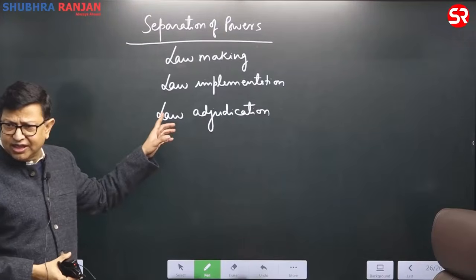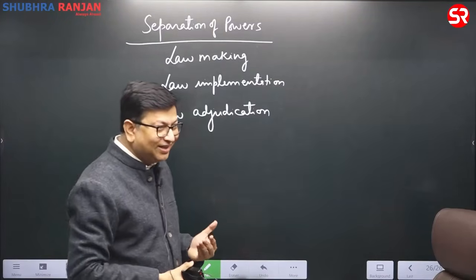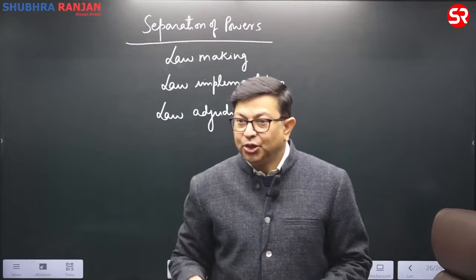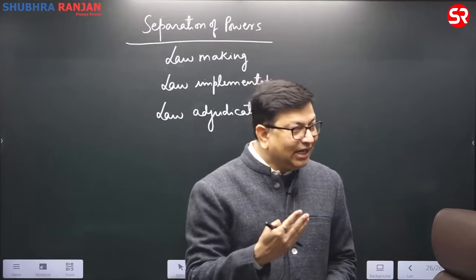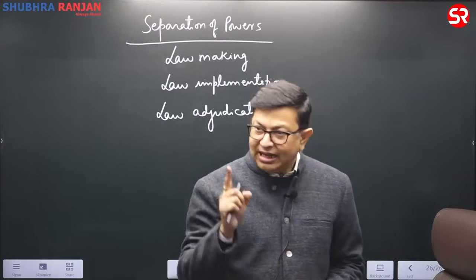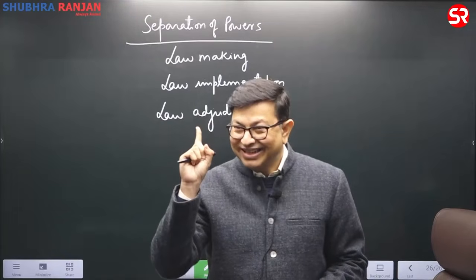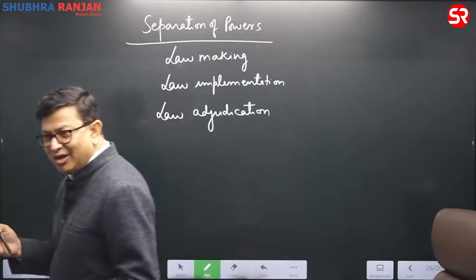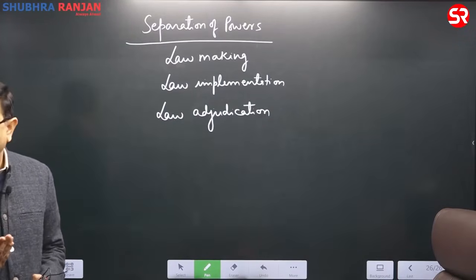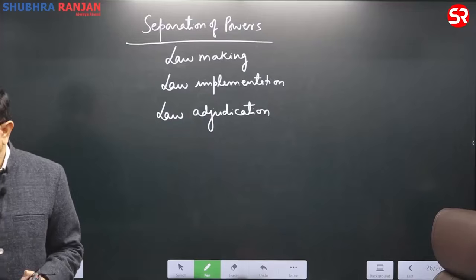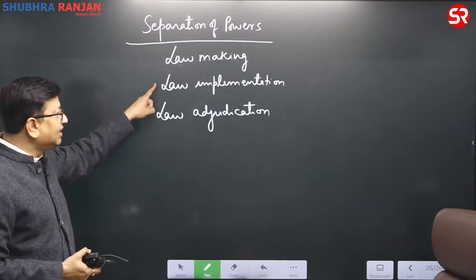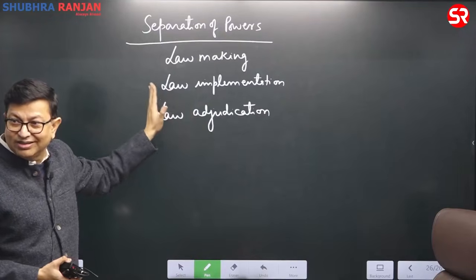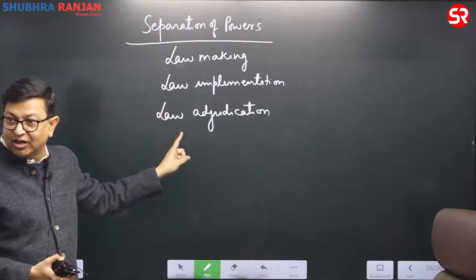These are the three functions of a state. During monarchy, all these powers were vested in the king. The king used to be the sole giver of the law, he was the sole implementer of the law, and he was the sole judge. But if these three powers are vested in one hand, obviously it will lead to tyranny, it will lead to dictatorship. That is why the three functions of the state must be in the hands of three different organs or three different bodies. This is the concept of separation of powers.